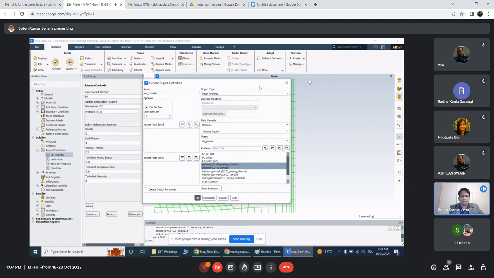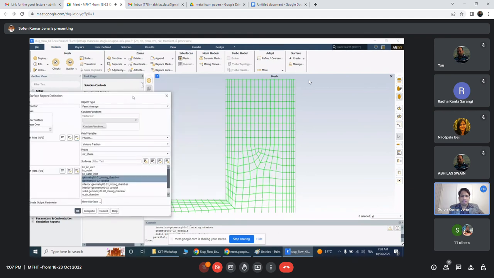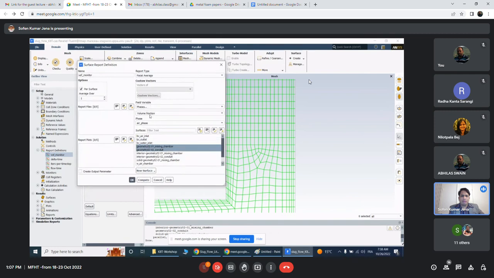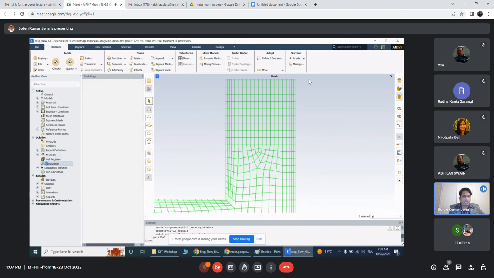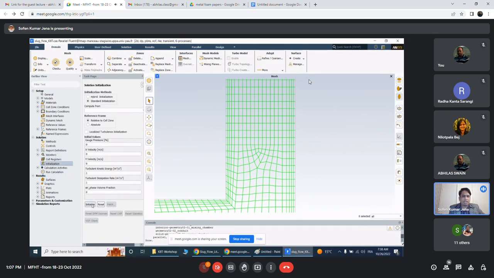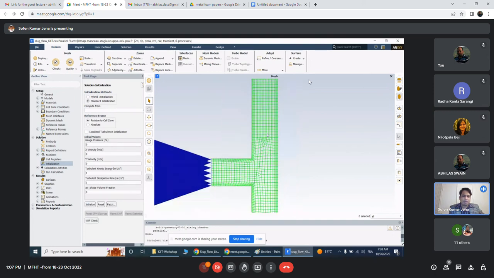Okay. At some interface region, I'm measuring the volume fraction of the air phase. Facet average of volume fraction of the air phase. So when I plot this with the time series, this will tell me at what time, how many Taylor bubbles are passing through the particular area, right? Once you did it, then go to initialization. You can initialize the geometry, right?